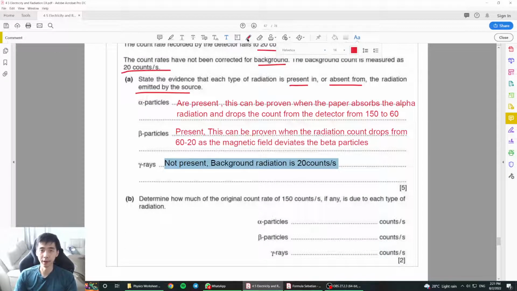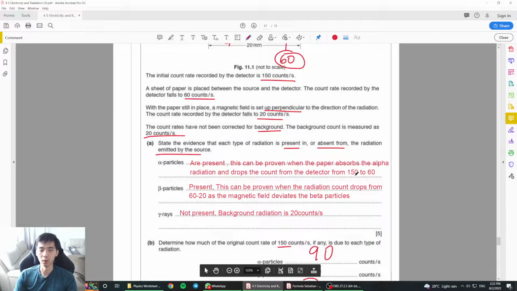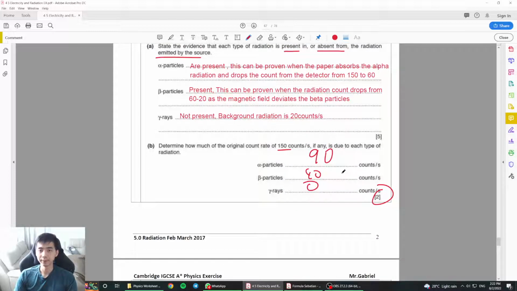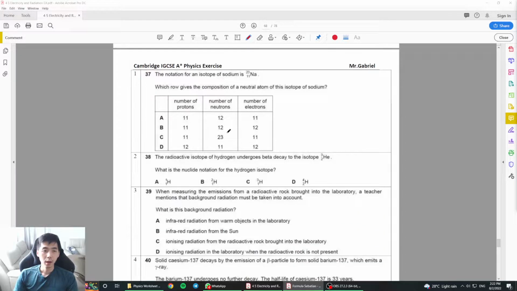Okay, then after that, from here, determine how much of the original count rate of 150 counts per second, if any, is due to each of the radiations. From 150 drop to 60, obviously this is going to be 90. From 60 drop to 20, obviously this is going to be 40, and this is naturally going to be 0. This is essentially free 2 marks, guys. You just need to know what's going on. Then you can more or less explain your way through the whole thing. Okay? Then moving on to the next part.